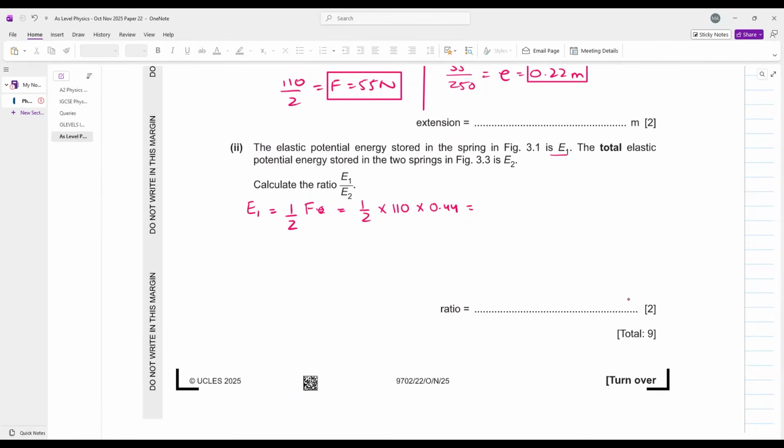110 divided by 2 into 0.44. 24.2 joules is your energy stored in figure 3.1. Can you calculate the energy stored in both the springs in figure 3.2? Yes. 1 upon 2 into force.